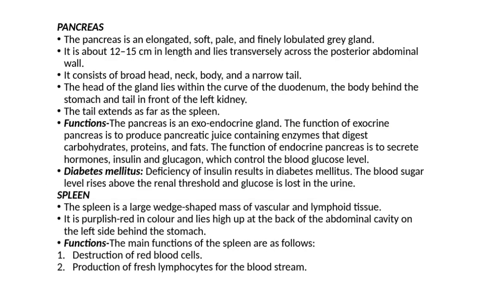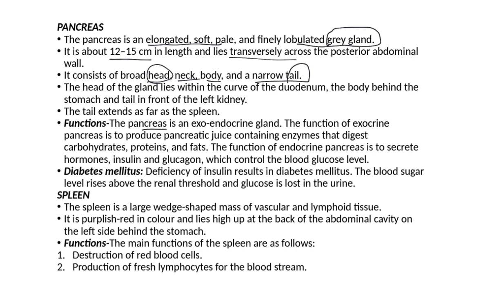The next organ is pancreas. Pancreas is an elongated, soft, pale and finely lobulated grey gland. The color of pancreas is grey. It is about 12 to 15 centimeters in length and lies transversely across the posterior abdominal wall. It consists of a broad head, neck, body and a narrow tail. So 4 parts of the pancreas. The head of the gland lies within the curve of the duodenum, the body behind the stomach and the tail in front of the left kidney. The tail extends as far as the spleen.